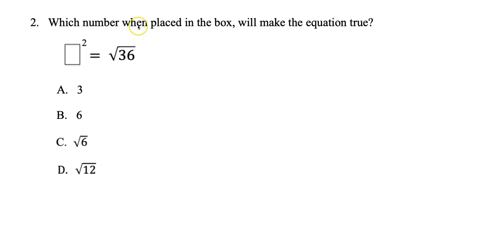Question 2. Which number, when placed in the box, will make the equation true? This is the equation. And this means what number squared equals the square root of 36. Don't let your mind fool you here. A lot of students, when they look at this, are thinking the following. They're thinking, what number squared equals 36? That's not what this is asking. These are different because this has a square root symbol over the 36.